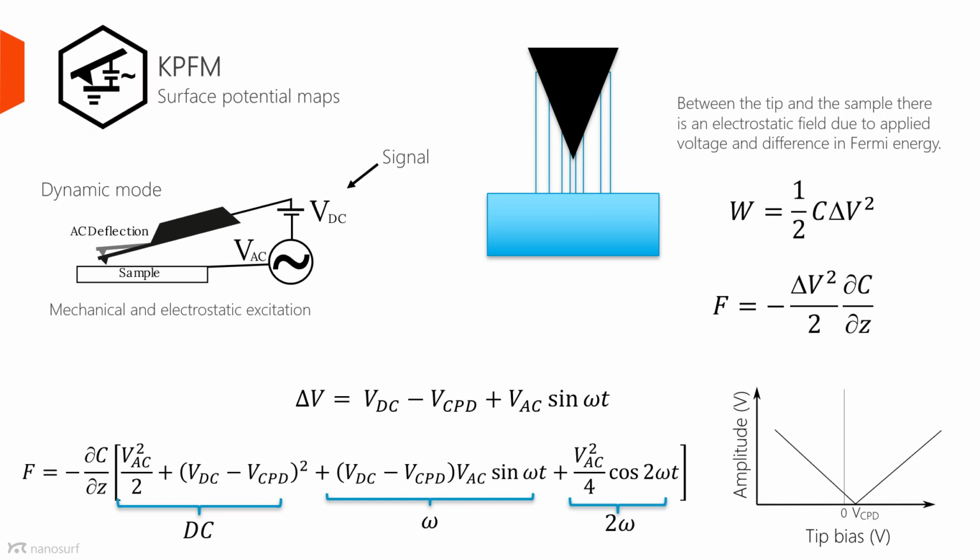So how do you use this for measuring the difference in contact potential? Well, for instance, if we look at the first harmonic, this harmonic tends to zero, disappears, when the voltage applied to your tip matches the voltage of the contact potential difference. So this is a way of creating a feedback loop to detect this signal.